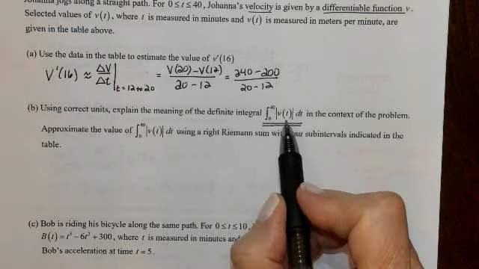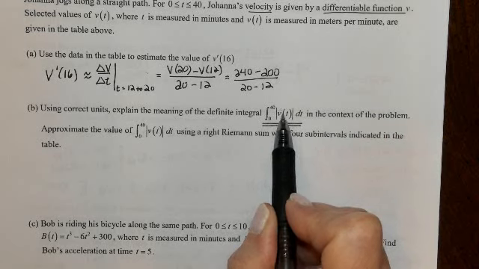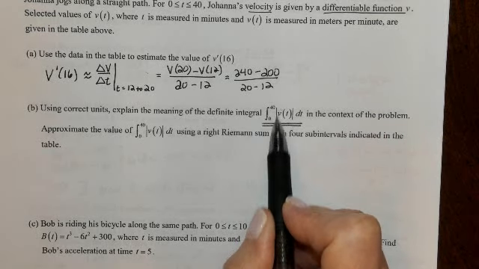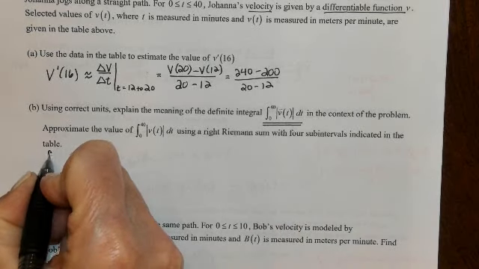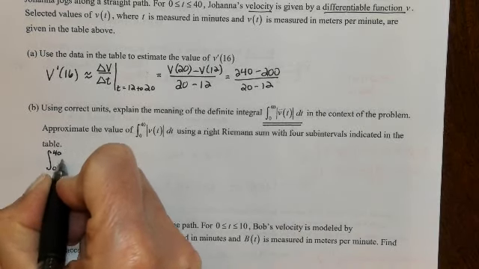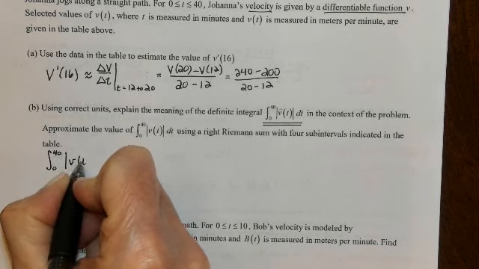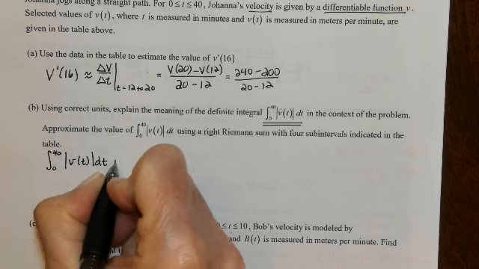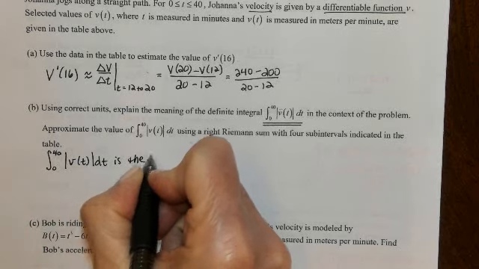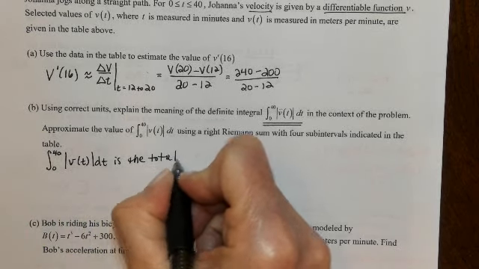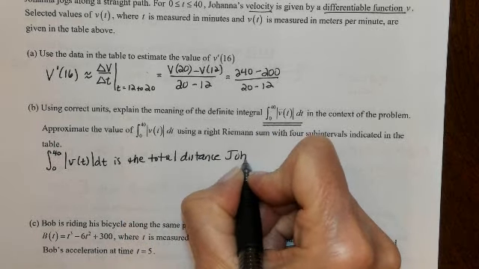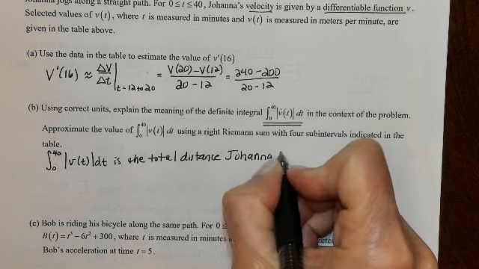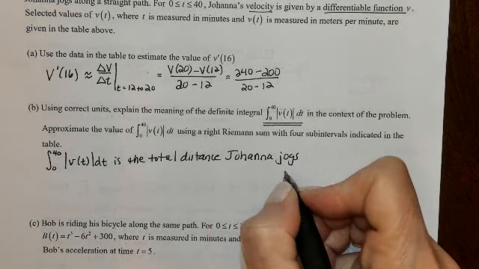But in this problem, since it's just horizontal motion, this is just the absolute value of V, just like what it looks like. So I will begin with that. The integral from 0 to 40 of the absolute value of V of t dt is the total distance Johanna jogs. We need to use units.